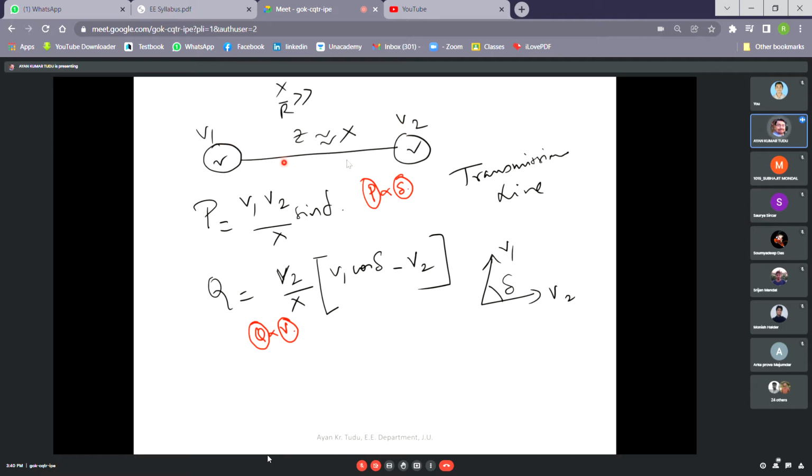And in the transmission line, again, what have we taken? We have taken the impedance to be equal to X, the reactance value. Why? Because the X by R ratio of a transmission line is very high. Why is the X by R ratio of a transmission line very high?